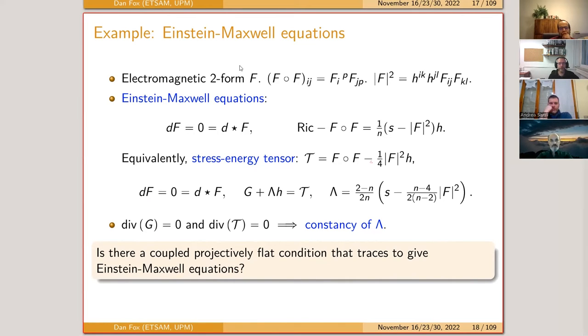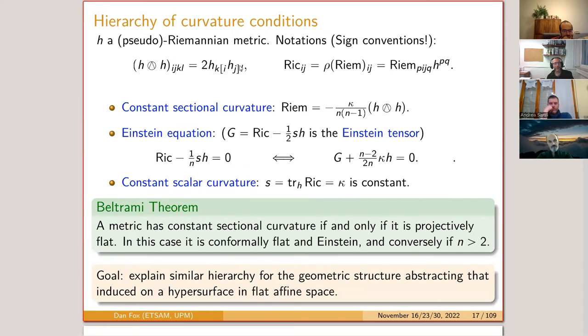And when we write the Einstein equations in this form, this is the Einstein tensor, the Ricci tensor minus half the scalar curvature times the metric. We want to get that this cosmological constant is constant. And well, that follows immediately if both T and G are divergence free. And so that's constancy of this quantity, the analog of the constancy of the scalar curvature, coupled with these equations.